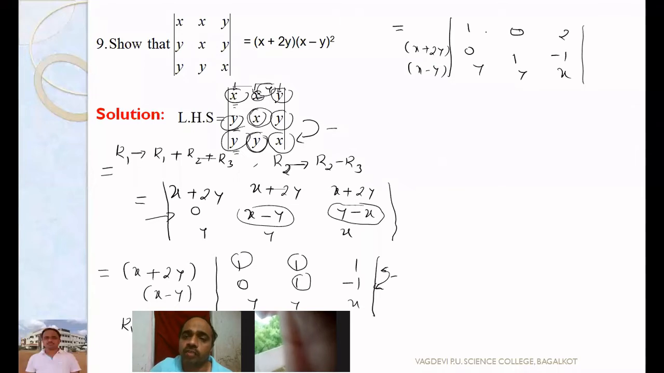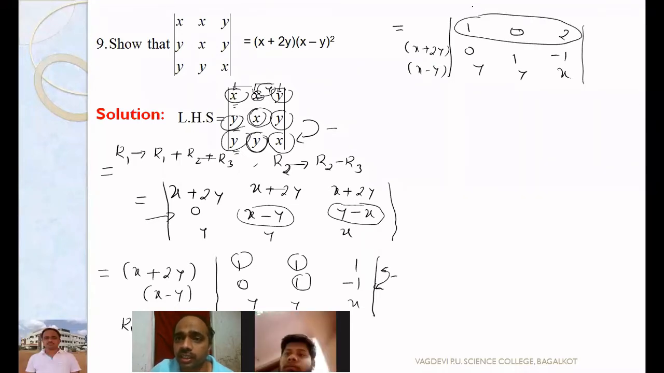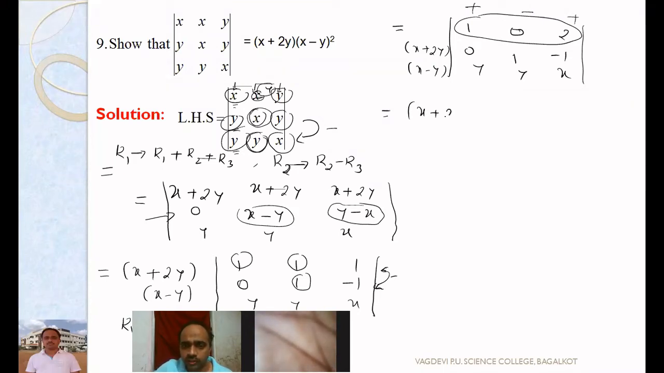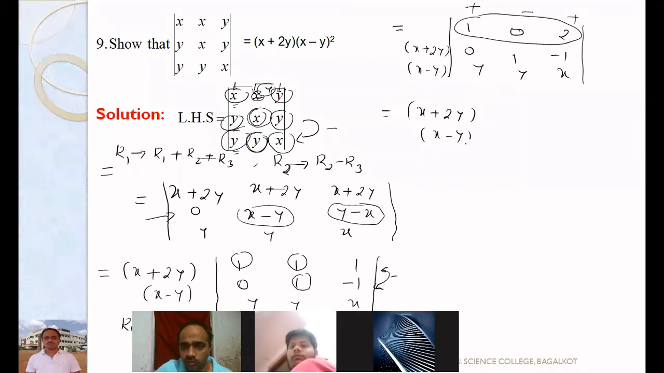Now let me find the value of the determinant. Let me expand. How to expand? By taking the first row, plus minus plus. If I expand by taking the first row, so what will I get? First I would write x plus 2y into x minus y.